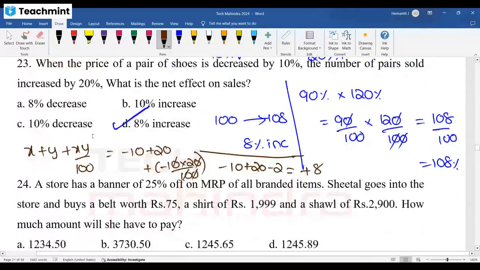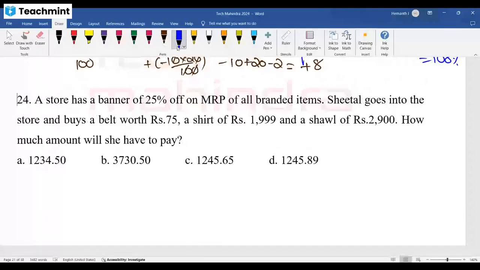Now for series 24, two sets of questions related to quant are done. Then we'll go for reasoning, a glimpse related to that. Series fast.